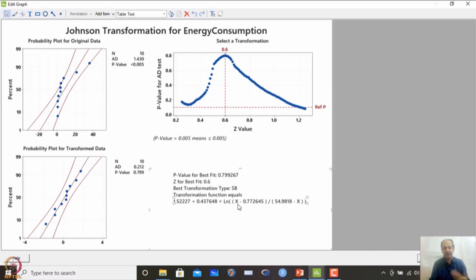In case of x you replace that with y, and then you see the initial data set was showing 1.43 as Anderson-Darling value and p is less than 0.05. After this transformation function was used, the Anderson-Darling value is lower and the p value is more than 0.05. So we will take this p value as a criterion: if it is less than 0.05, non-normal; if it is more than 0.05, it has been converted into normal.